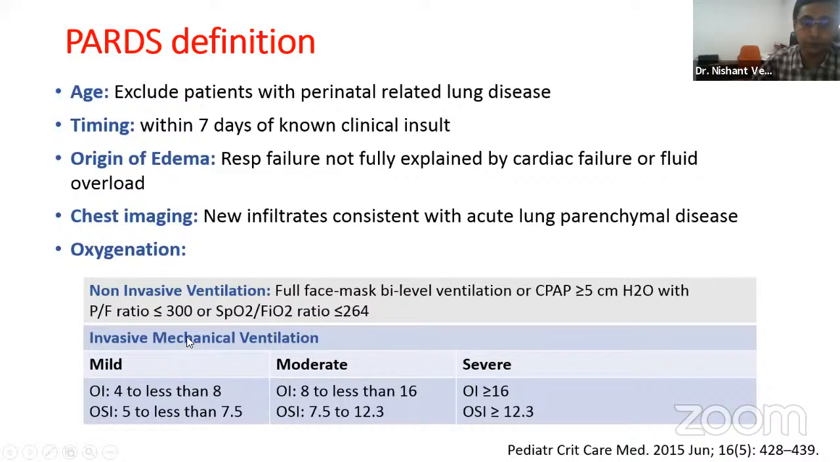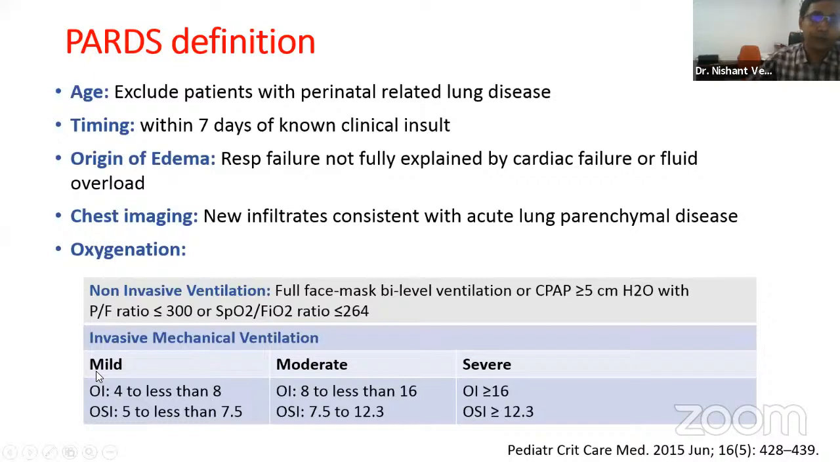If a child is on invasive mechanical ventilation, then ARDS can be categorized as mild, moderate, and severe based on the values of OI or OSI. So even if you don't have ABG, you can at least calculate the oxygen saturation index. Based on the values, if the OSI is between 5 to 7.5, it is mild; 7.5 to 12.3, it is moderate; and above 12.3, it is severe pediatric ARDS.